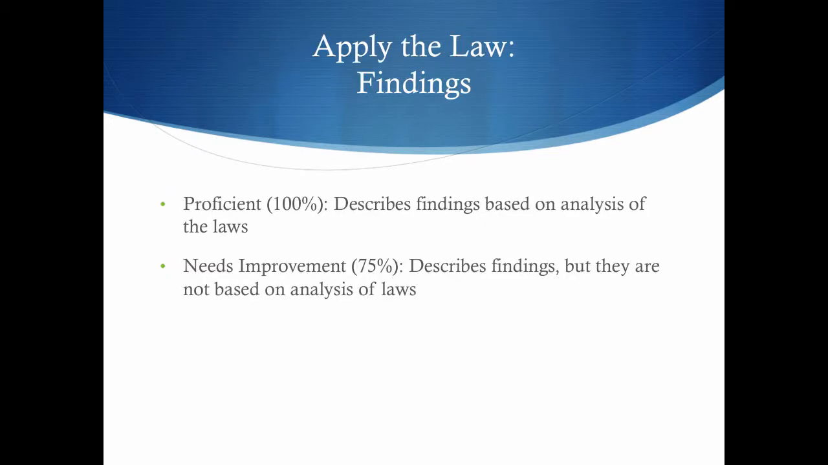All right, we'll go on to the next critical element, and that's applying the law. If you want a proficient score on this, you need to describe the findings based on an analysis of the laws. If you only describe the findings, but they're not based on analysis of the law, you only get 75% of the available points.